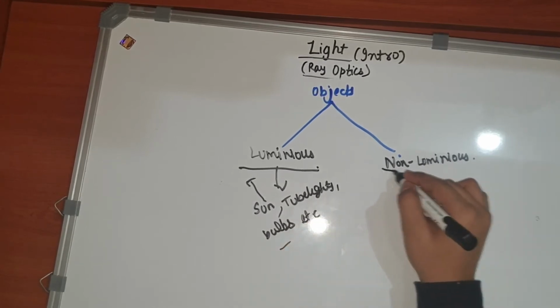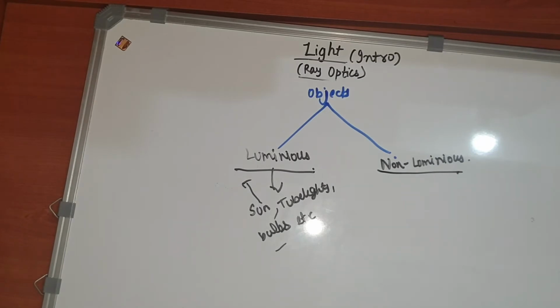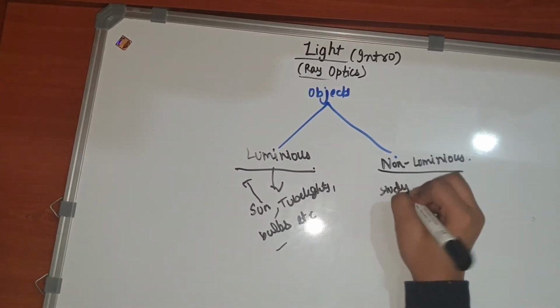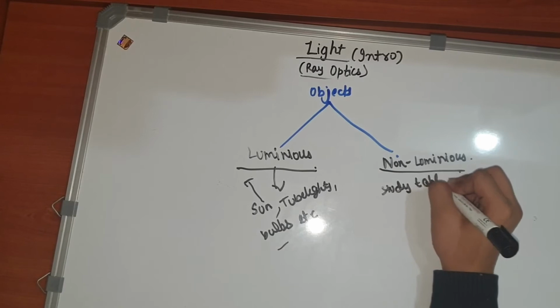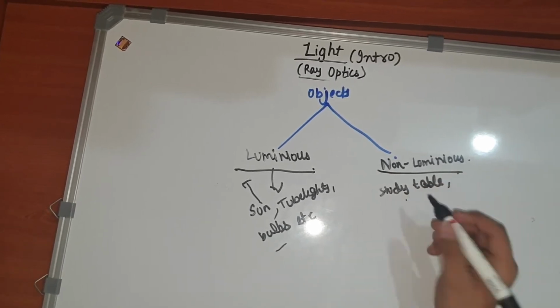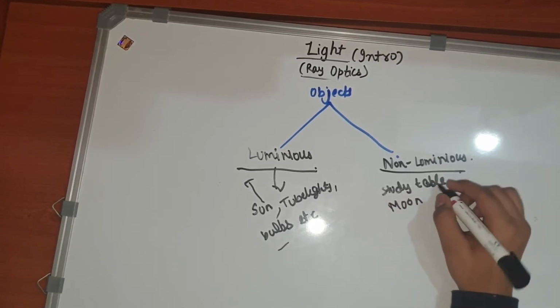Non-luminous objects are those which cannot produce their own light. Most of the objects around us are non-luminous and they reflect light back. Suppose our study table, this whiteboard marker, they are also non-luminous objects. The moon is also a non-luminous object.